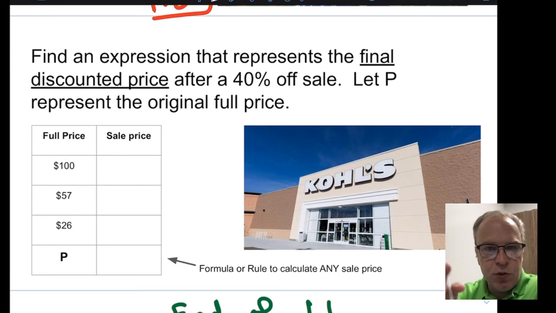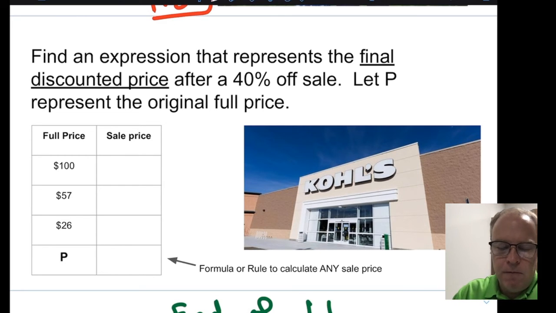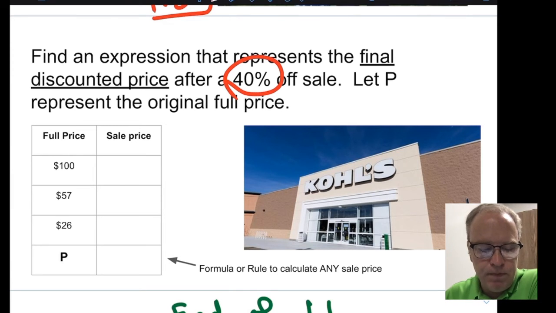Find an expression. Now, this is real life. You all have shopped at Kohl's, where it's a big game show. You got to win the game here when you go to Kohl's. Make sure you walk out the door with your hands held high that you beat them at their game. All right. Find an expression that represents the final discounted price after a giant 40% off sale. So let P represent the original full price.